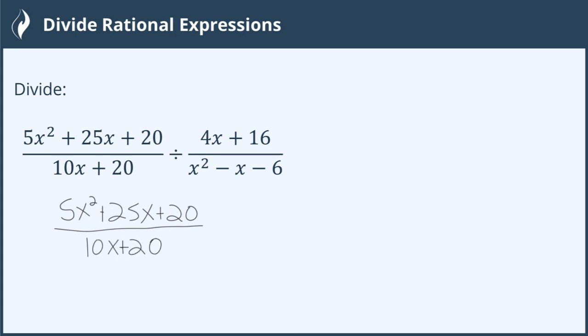That part has stayed the same because you keep the first fraction, then you change to multiplication, and then you flip the second fraction. So the second fraction, we're going to take what was on the bottom and put it on the top. And what was on the top now goes on the bottom.